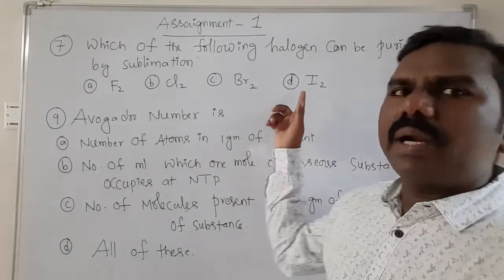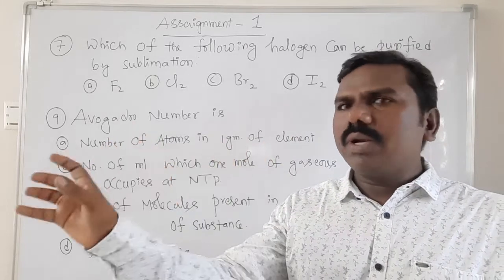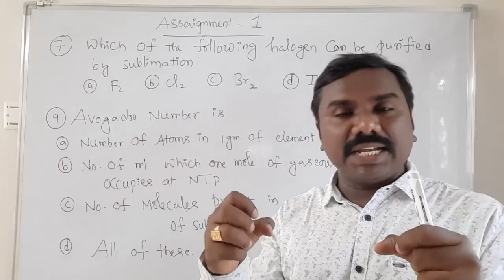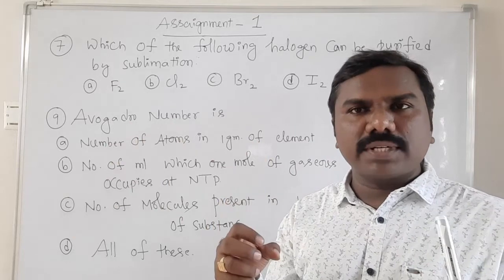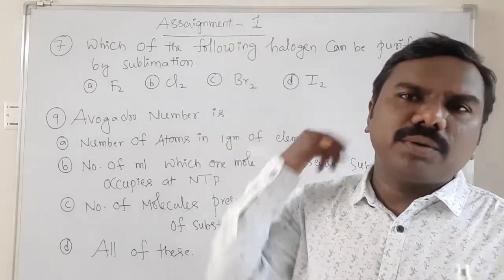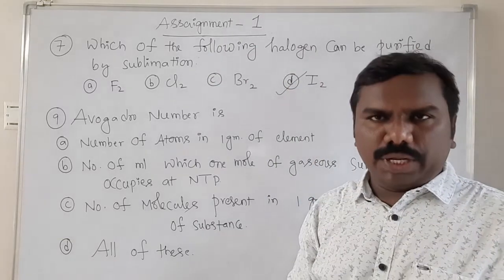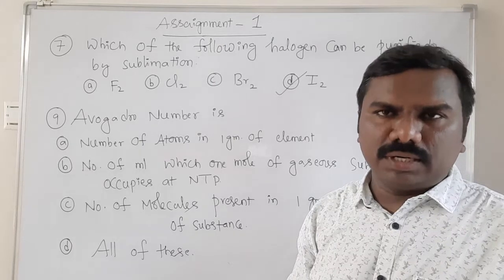So that will happen in iodine, because iodine size is larger. Iodine-iodine bonds are weaker, weak van der Waals forces. That's why they are easily broken and directly converted into gas. So hence the answer will be iodine, easily sublimable.